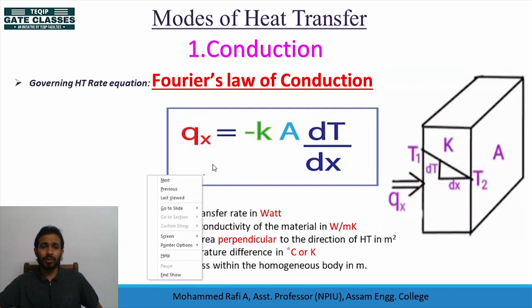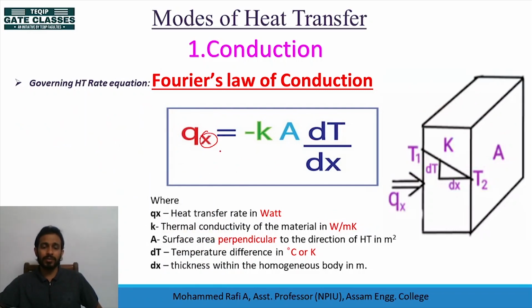Now you can see Qx, heat transfer rate along the x-axis. A will be the area perpendicular to the x-axis, and dT by dx is the temperature gradient along the x-axis. If I am writing y, then it will be dT by dy. Okay, just remember. Another one is the negative sign.